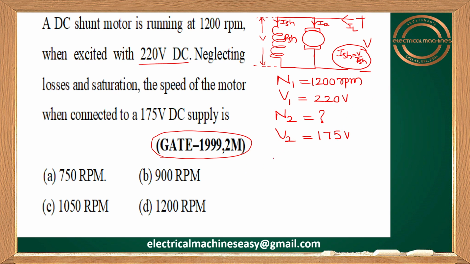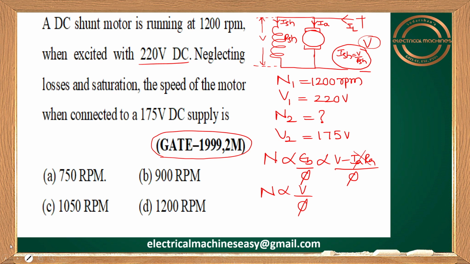So please try to understand, what is the relation for speed? N is proportional to E_b by flux. That is the relation. And what about the E_b formula? You know, E_b means V minus I_aR_a. So I should not take flux as constant in this question because his supply voltage is changing. And one more thing, guys, since he is changing the supply voltage, approximately, let me neglect this I_aR_a in the numerator instead of V minus I_aR_a, and take only V in the proportion V by flux. Now tell me your answer.